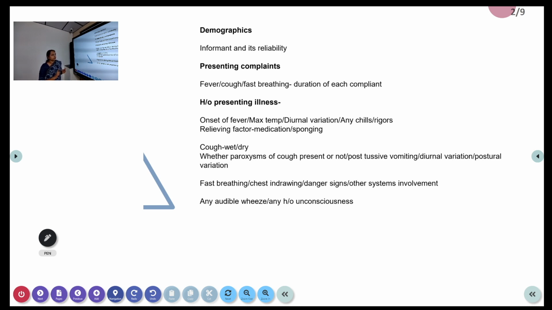So fever, then details of fever, details of cough. Next is about the fast breathing. So ask the mother, has she noticed any fast breathing for the child?